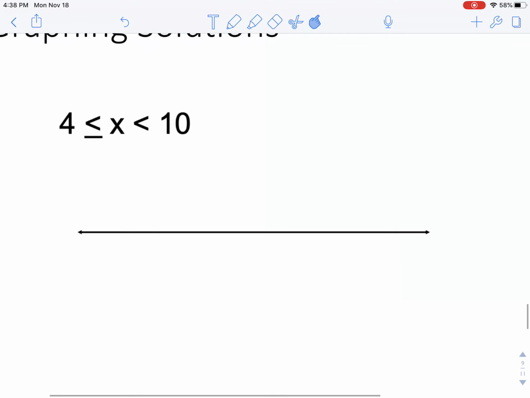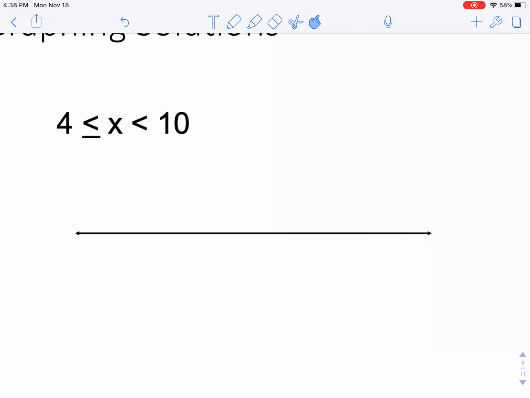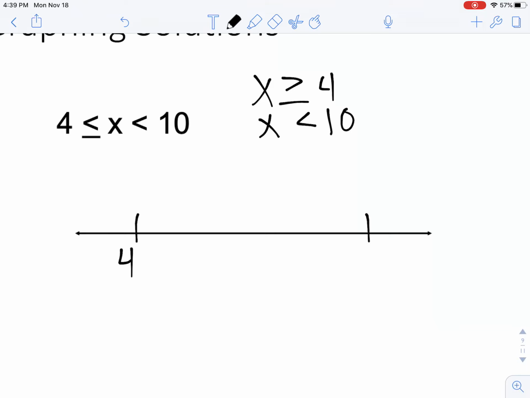All right, some more practice. 4 is less than or equal to x, which is less than 10. So we know, breaking this apart, that x is going to be greater than or equal to 4, and x is going to be less than 10. Oops, I wrote 4. 10. So I'm going to plot 4. I'm going to plot 10. And I'll plot some numbers in between. So we'll do 6, 8, and we'll plot one over here, 12, and 2.